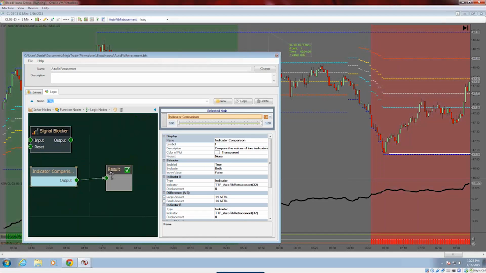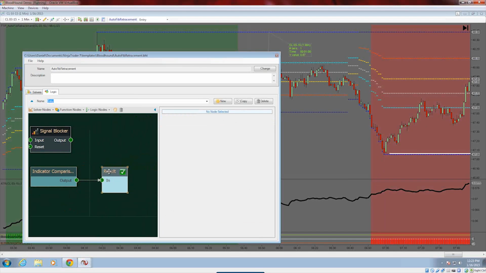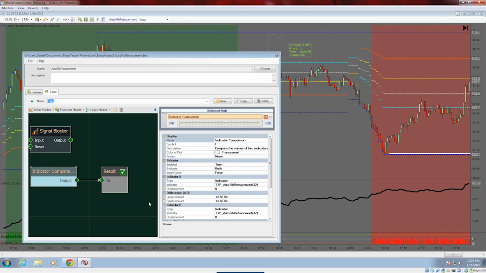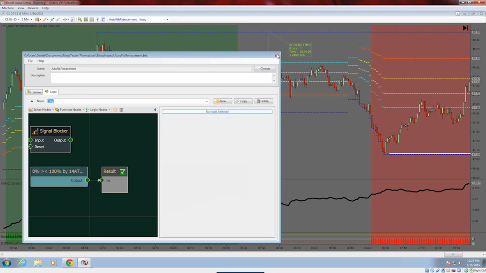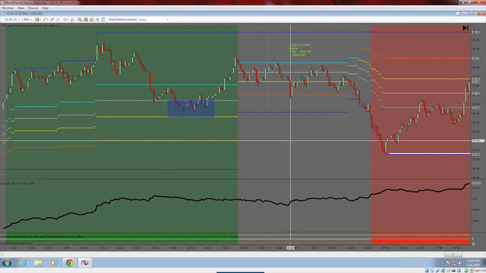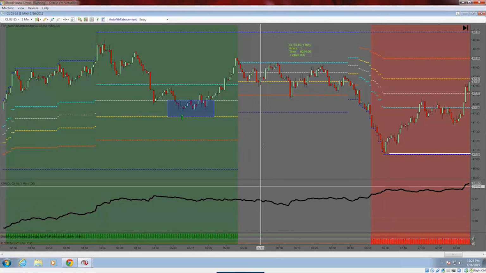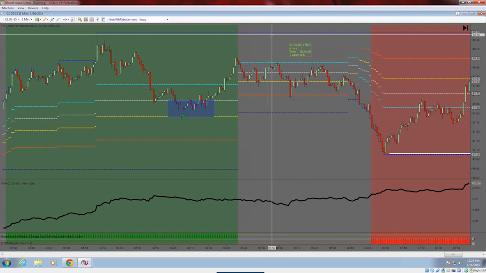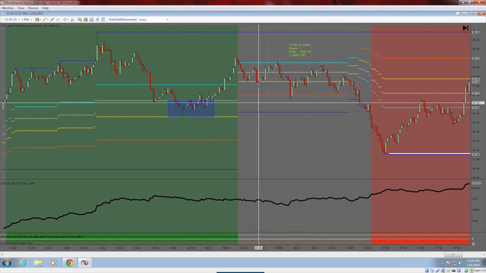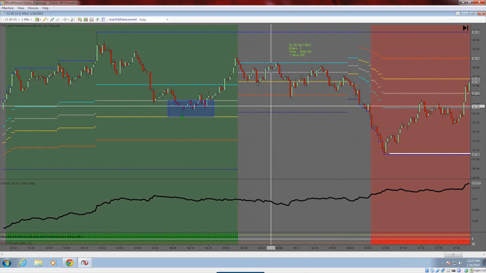This is like trying to teach, I don't know. Probably gets a little confusing for you guys if you're brand new to it, I'm sure. So now this is 0% greater than or less than 100% by 14 ATRs or more. Okay, so does everybody understand that? Because we don't have 14 times the average true range distance between the 0% line and the 100% line, we're not allowing any trades during this time here.